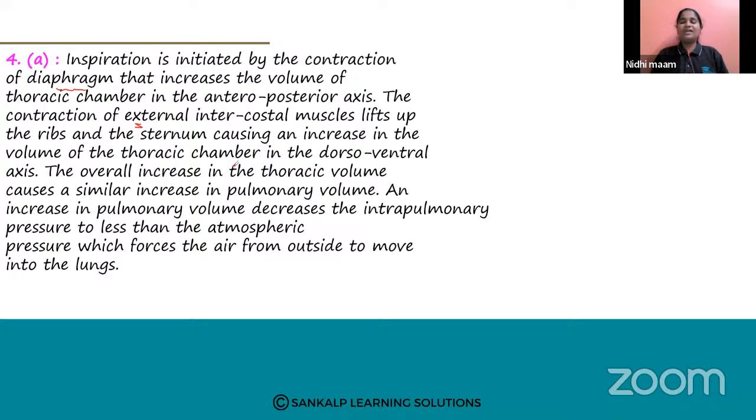So overall, thoracic volume increases, which also increases the pulmonary volume in the lungs. An increasing pulmonary volume decreases the intrapulmonary pressure, meaning the pressure within the lungs becomes less than atmospheric pressure. That is why air will enter from the atmosphere into our body. Okay, so this is the answer.